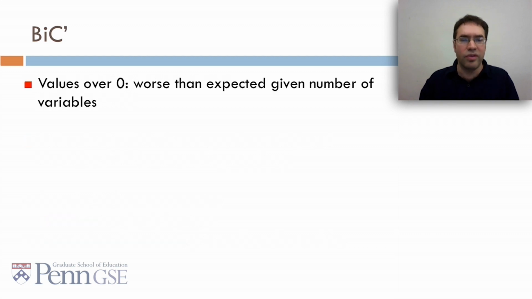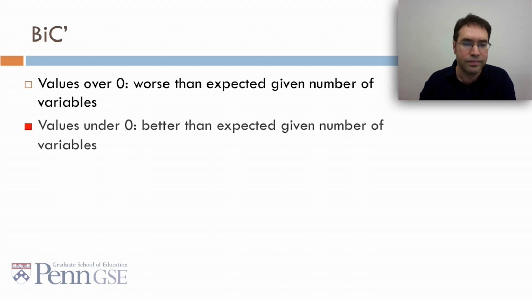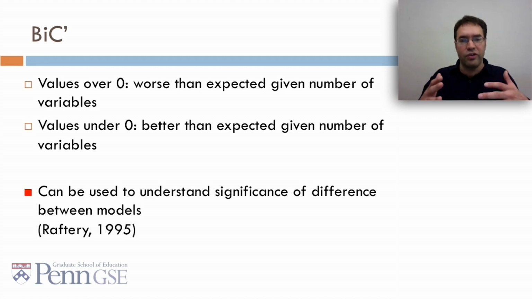So BIC prime has some nice interpretability. If you've got a value over 0, then your model is worse than expected given the number of variables. If you've got a value under 0, then your model is better than expected given the number of variables. And you can use them to understand how significant a difference is between two models. It turns out that with BIC prime, if you have a difference of 6 or 10 between your models, that's equivalent to having a statistically significant difference, according to Raftery.